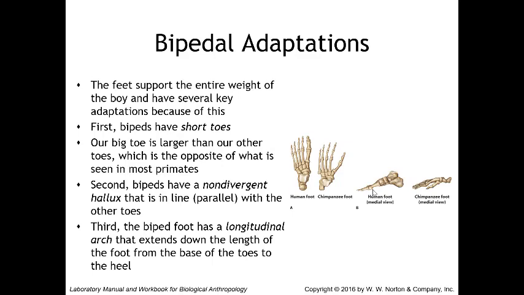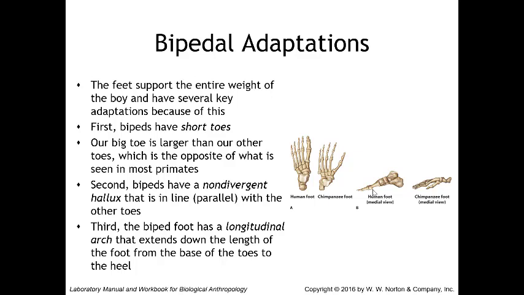We also have adaptations in our feet. So the feet support the entire weight of the body, and they have several key adaptations because of this. Firstly, bipeds have short toes, right? We don't use our toes for grasping. Instead, we use our toes for support while standing and to help push off when we step forward. This helps with bearing weight and transmitting the force as we take steps, right? Especially that big toe being larger than our other toes, which is the opposite of what we see in other primates.